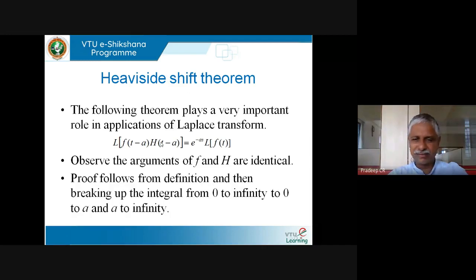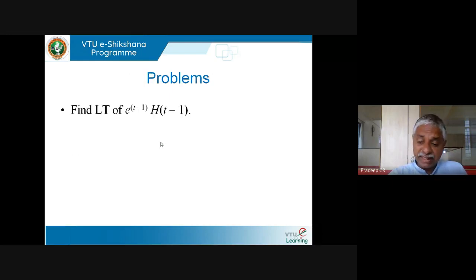So the proof follows, as usual, from 0 to infinity; you write it as 0 to a and a to infinity. From 0 to a it is zero anyway, so you evaluate from a to infinity and you get this. It's not at all difficult, but I will not do that. Let us pick up one example. That's what you need for your exam, and that should make this formula clear. The question will be somewhat like this. This is a very simple, very artificial kind of function: e to the power of t minus 1 into h(t minus 1).